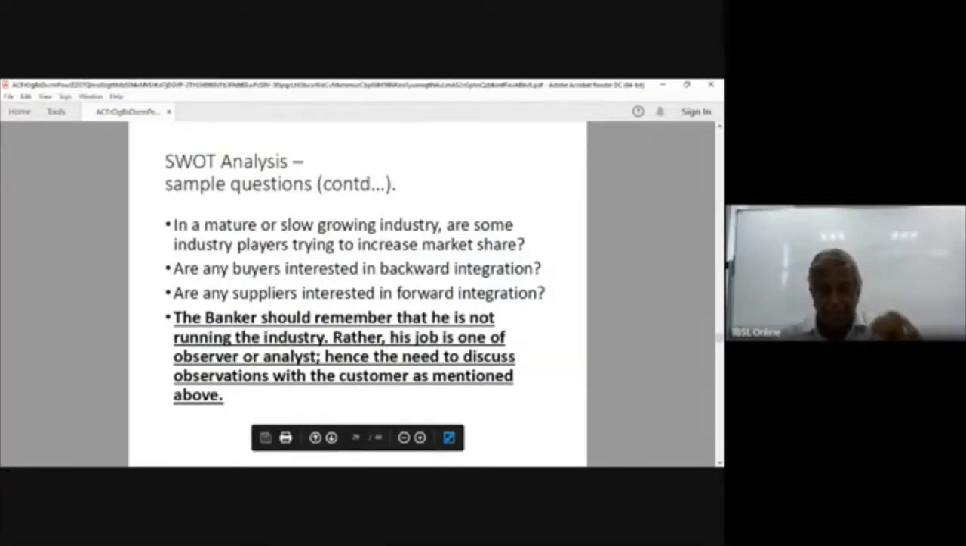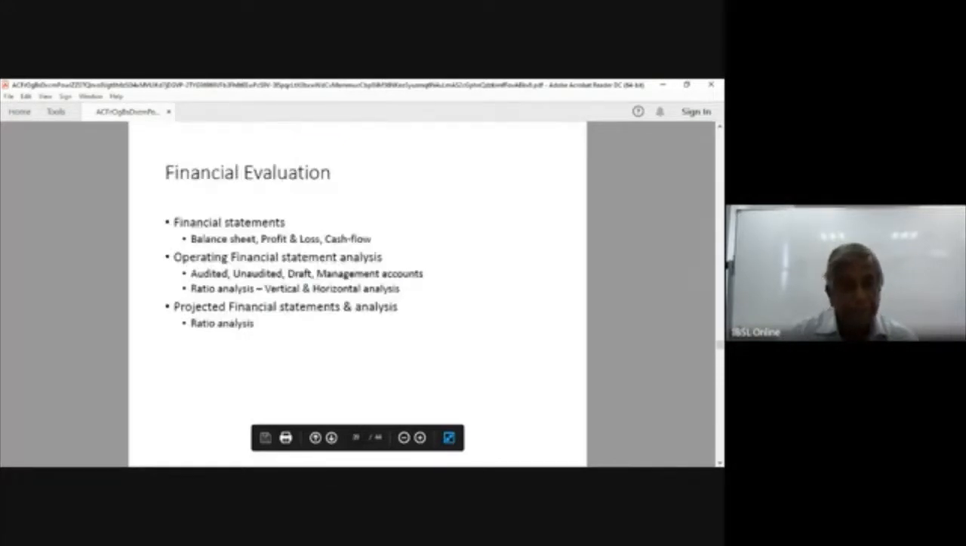Are any buyers interested in backward integration? Then it will affect you, so that way you have to analyze. So this is SWOT analysis, industry competitiveness. Thereby you decide where your customer company stands within the industry. Then the financial evaluation.